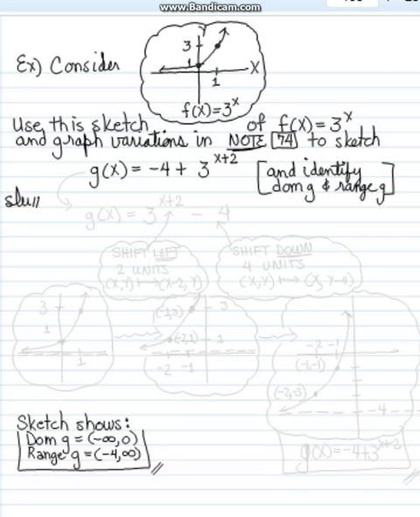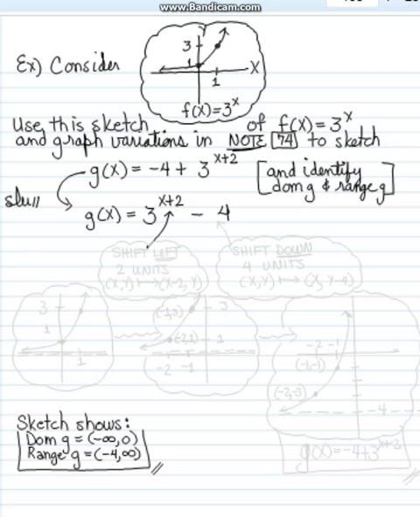called g of x, which is defined to be equal to -4 plus base 3 raised to the x plus 2 power. And we're asked to identify the domain of this function g and the range of g. That will be easy to do once we have our graph. Okay, so let's get started. First of all, I like to see the exponential part in the front and the -4 in the back. So I'll just rearrange that. g of x equals 3 to the x plus 2 power minus 4.